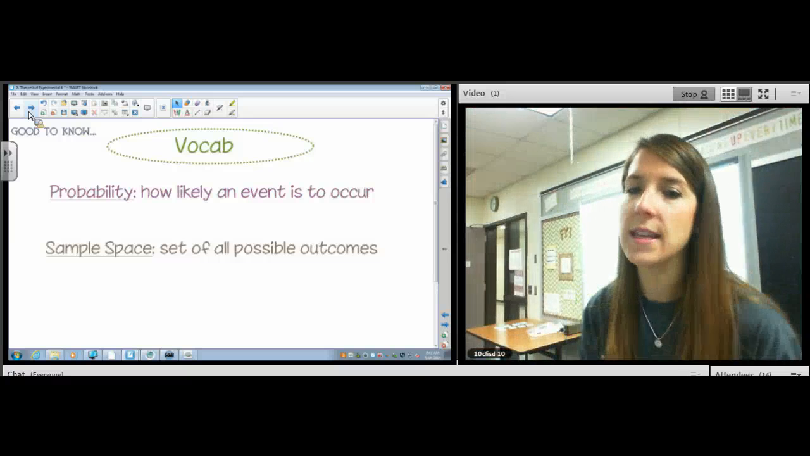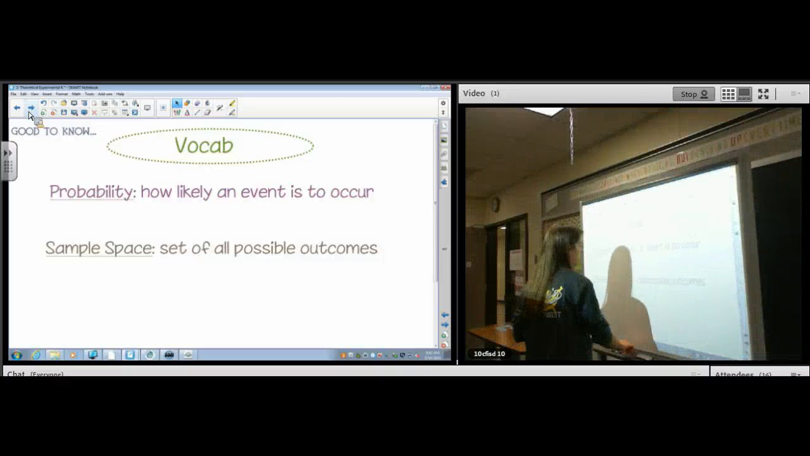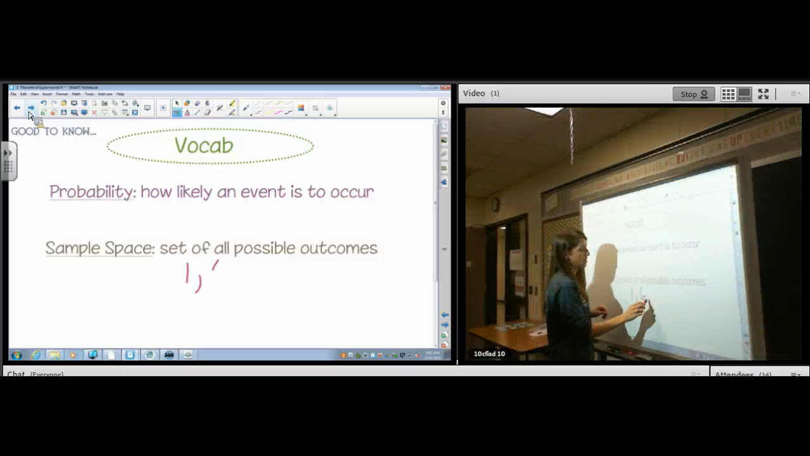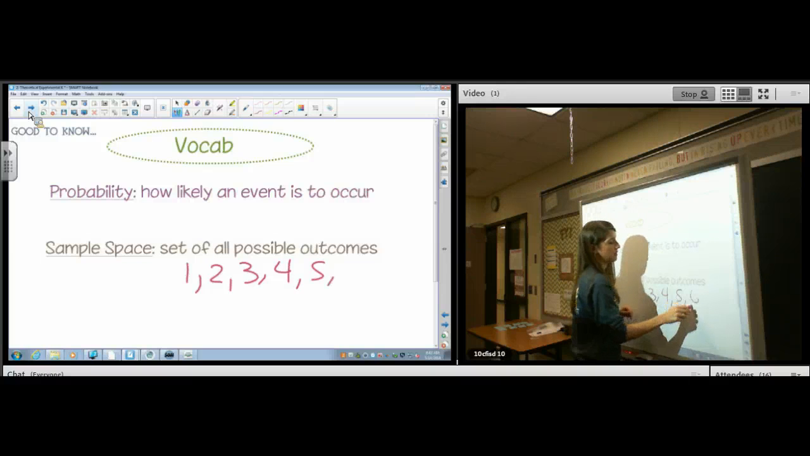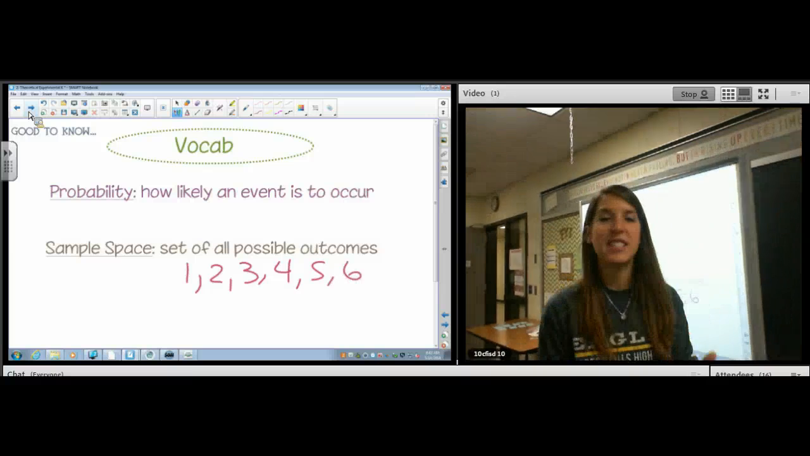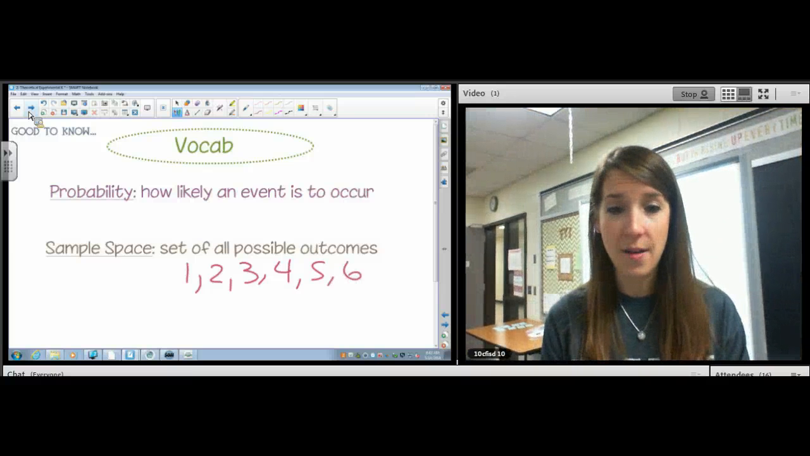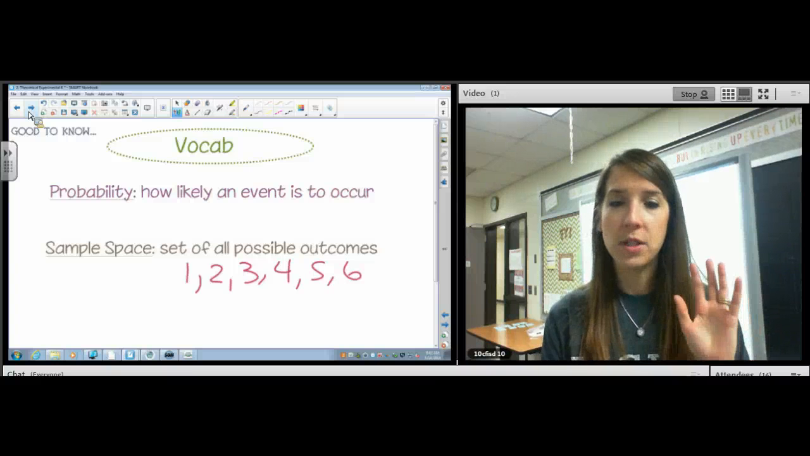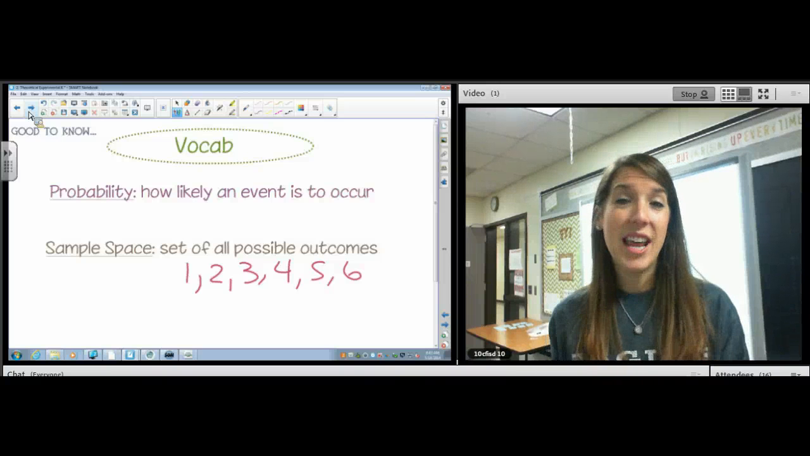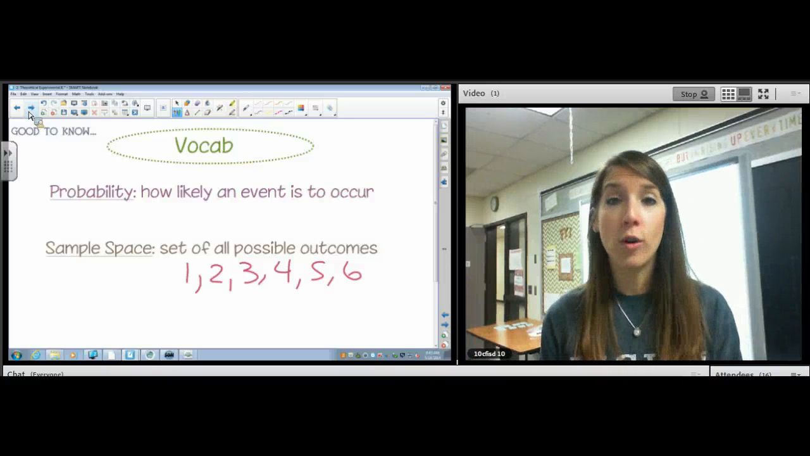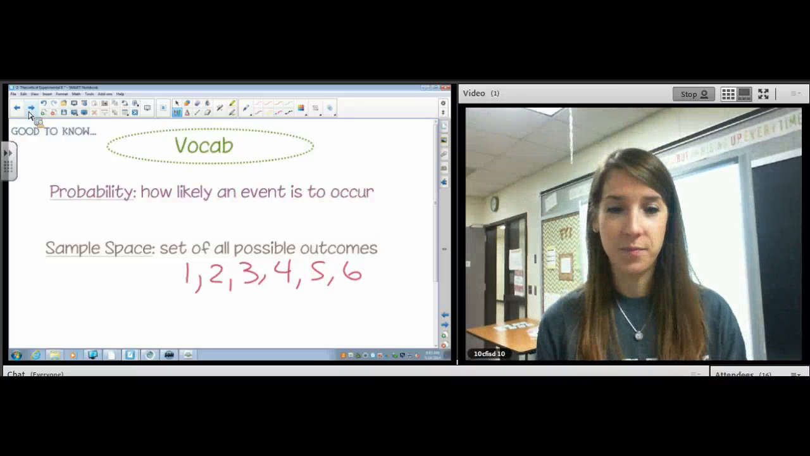So the sample space would be all the possible outcomes. So on a regular die, the sample space would be 1, 2, 3, 4, 5, 6, because there are 6 numbers on a standard die. The sample space is like a list. It's a set of all the possibilities. What's the sample space when you have a quarter? What's the sample space of a quarter? Yes, Jenny.